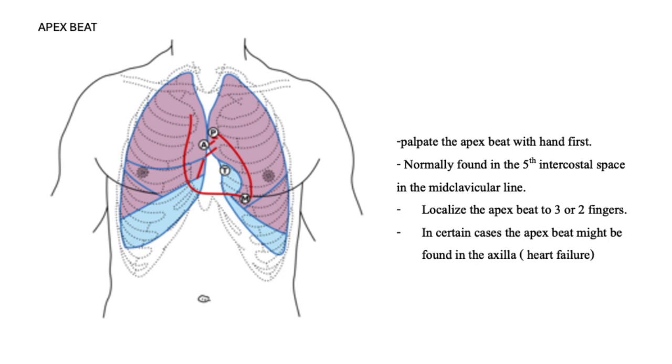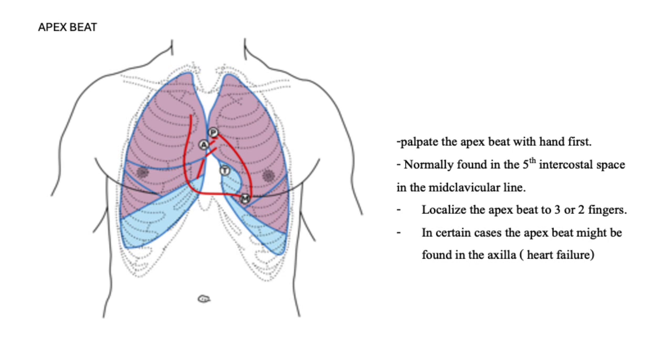It is normally found in the 5th intercostal space at the mid-clavicular line. Use the palm of your hand first, then narrow it down to 2 or 3 fingers. If the apex beat is displaced laterally, for example into the axilla, this may suggest left ventricular enlargement or heart failure. Now we perform auscultation.